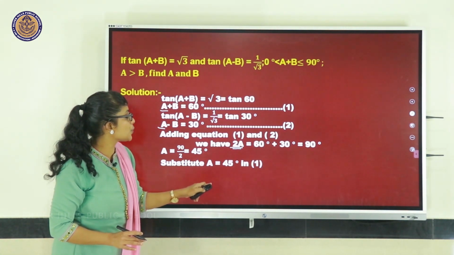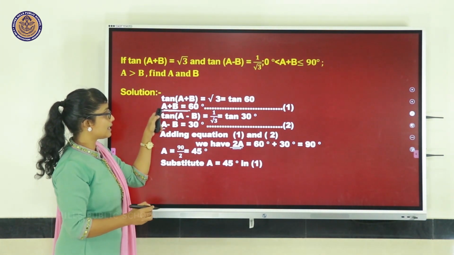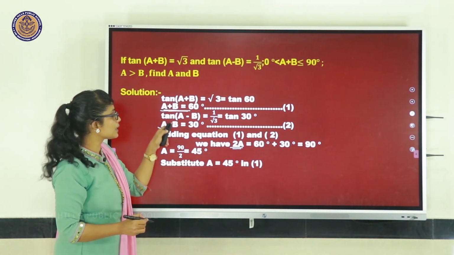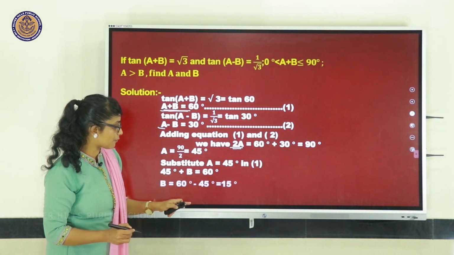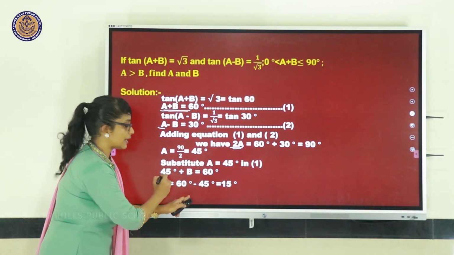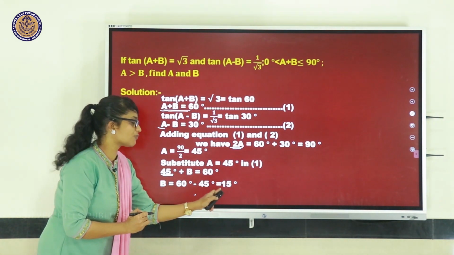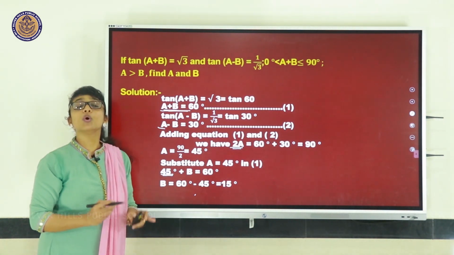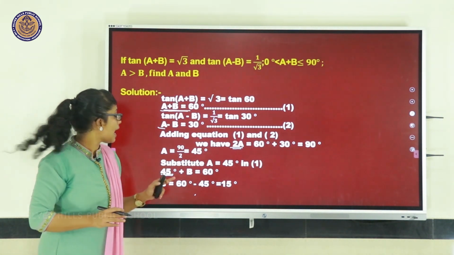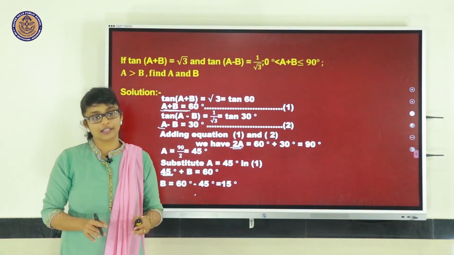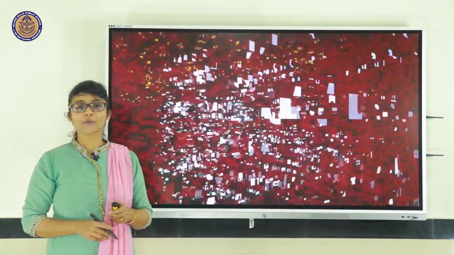Then you can substitute a equal to 45 in equation 1. That is, 45 plus b equal to 60 degree. Then we can find b by transposing this 45 to this side, 60 minus 45, that is equal to 15. Therefore, a equal to 45 degree and b equal to 15 degree. I hope you understood well. Thank you.